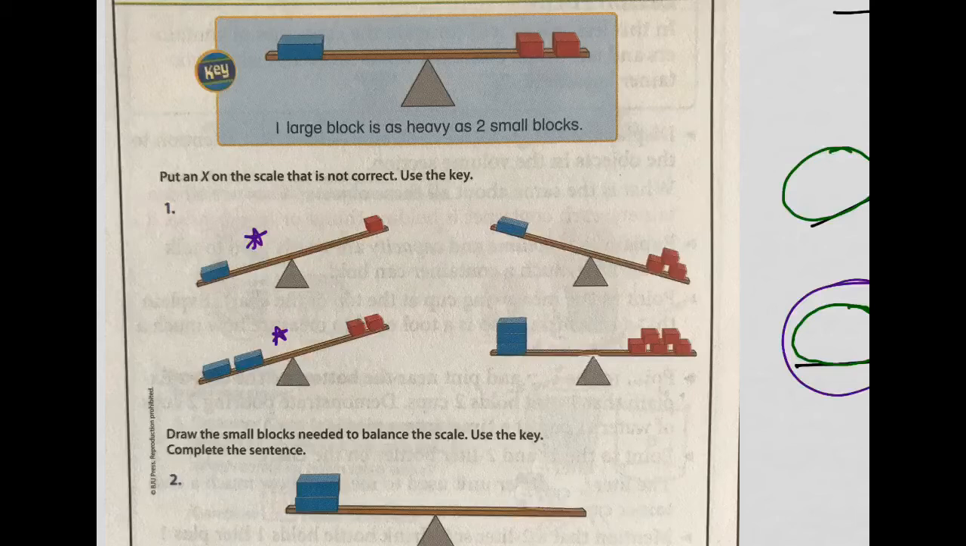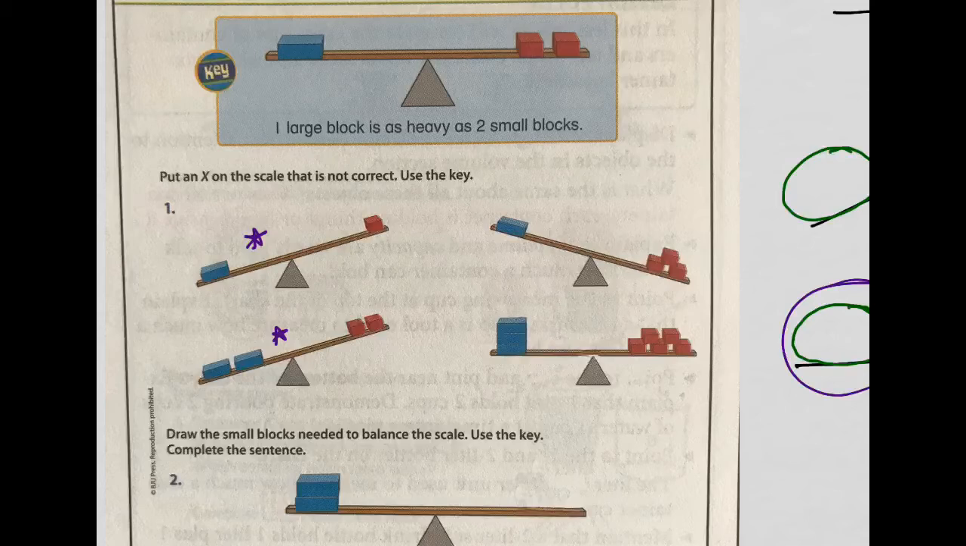Okay, so look at the key once again. 1 large block is equal to 2 small blocks. We have 1 large block here, but now we have 3 small blocks. That means that there's 1 extra small block on this side. Do you see it right here? So would that make this picture true, this scale? If you said yes, you are correct.